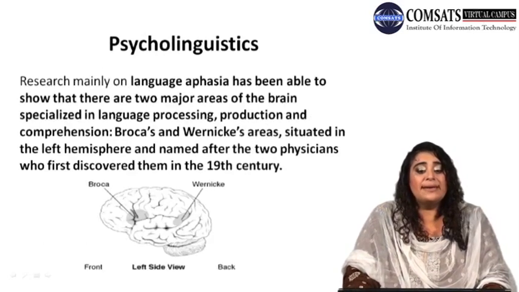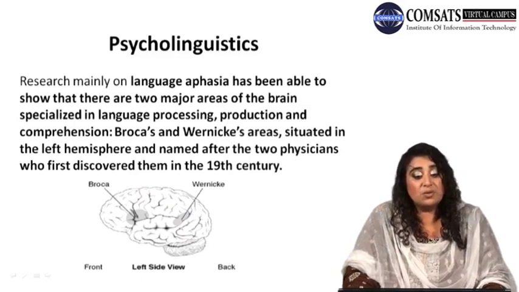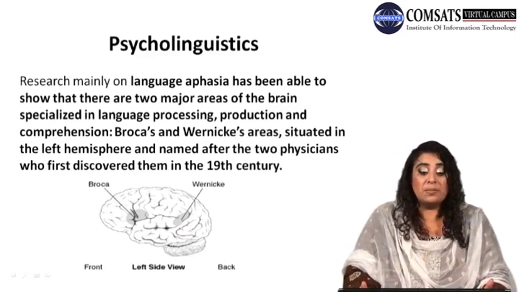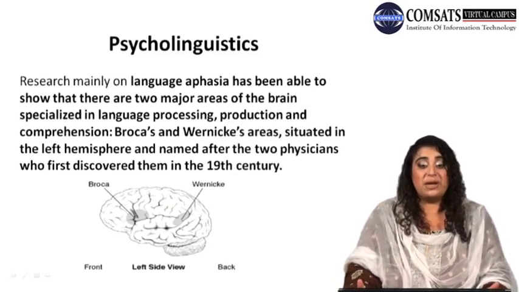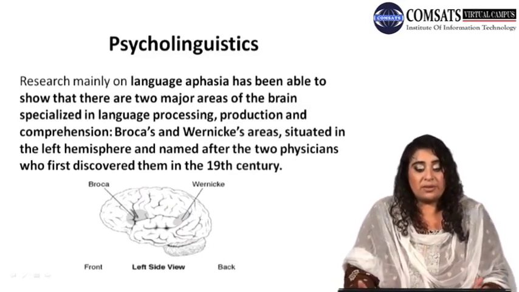Now, research mainly on language aphasia has been able to show that there are two major areas of the brain specialized in language processing, production and comprehension: Broca's and Wernicke's areas, situated in the left hemisphere and named after the two physicians who first discovered them in the 19th century. So mainly we were talking in a previous lecture about deficiency of language, or how people cannot understand language with brain disease. So aphasia was one of those brain diseases.